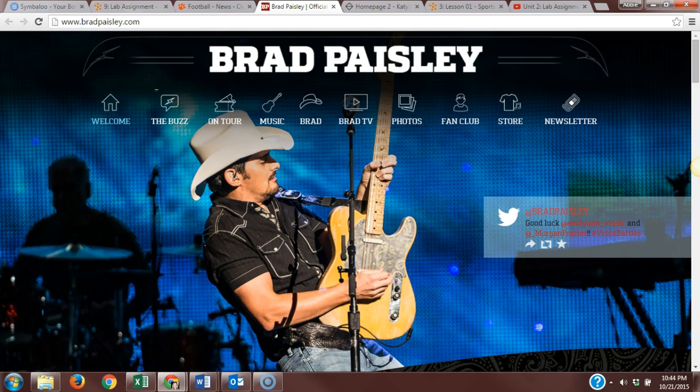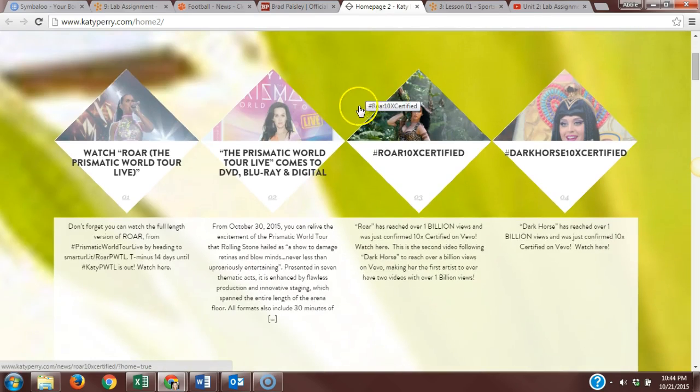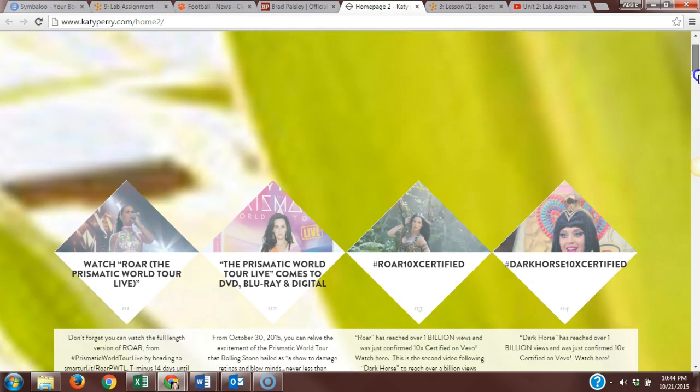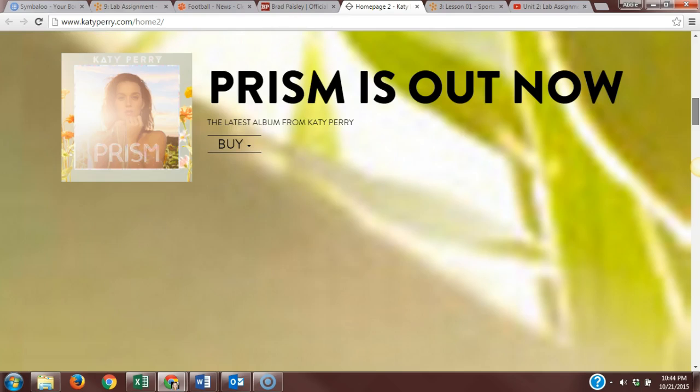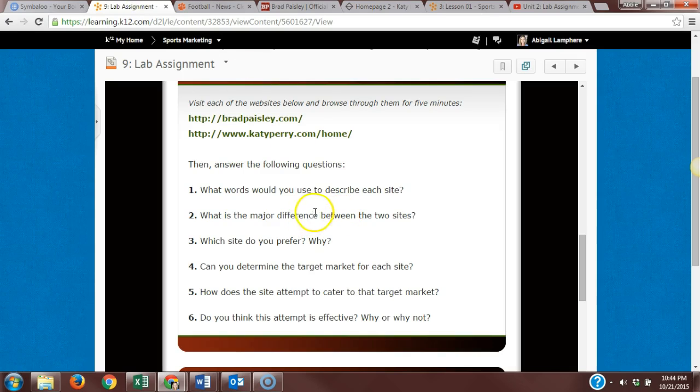Obviously, just by looking at these two different web pages, you should not be using the same words to describe each of these sites. They are obviously very different, obviously geared towards very different target markets. So make sure you are describing each of them and going into detail with what you're seeing and what you think those websites are trying to portray. What words would you use to describe each site? Different words for each site, and be specific about which words you're using to describe each site.